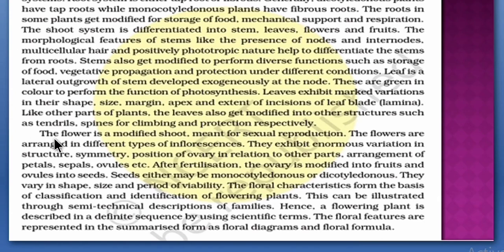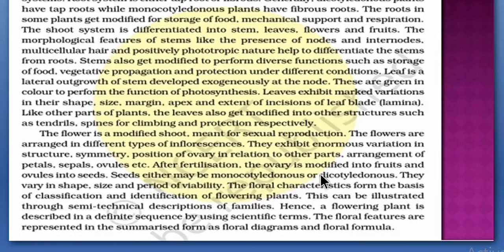The flower is a modified shoot, meant for sexual reproduction. The flowers are arranged in different types of inflorescences. They exhibit enormous variation in structure, symmetry, position of ovary in relation to other parts, arrangement of petals, sepals, ovules, et cetera. After fertilization, the ovary is converted into fruits and ovules into seeds.